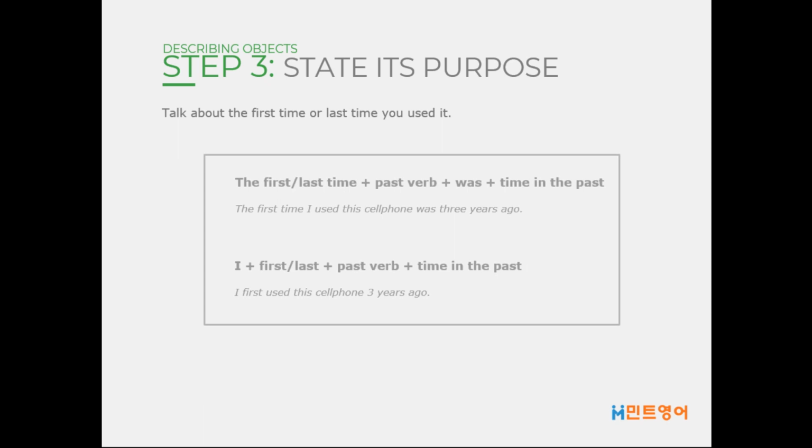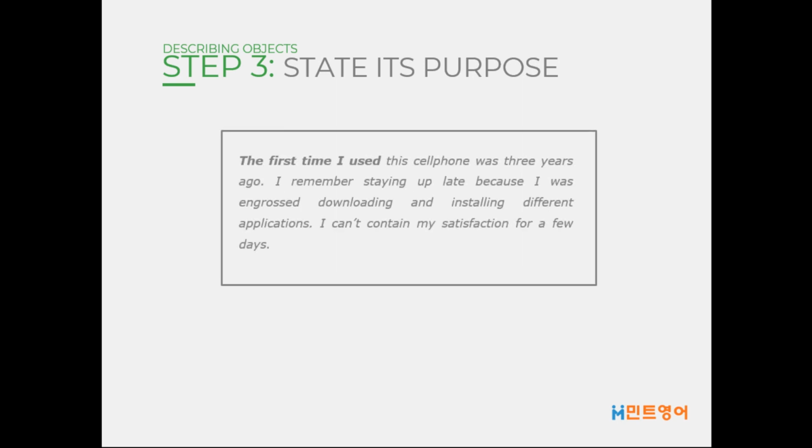If you're talking about something you used or still use, you can talk about the first or last time you used it. The purpose of this part is to lengthen your answer. To help you start your sentence, try using these phrases. Of course, you need to add more details in this part. You can talk about your experience the first or last time you used the object. Take a look at this example.